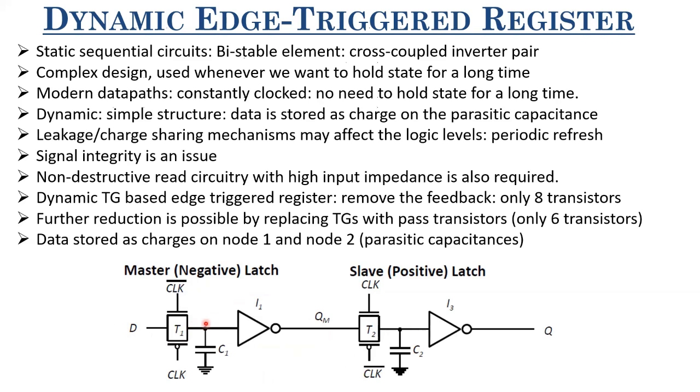considering or neglecting the leakages. Some amount will be lost to leakages, but let us just neglect leakages for the time being. So whatever value of QM, which was D bar here, gets passed over here and gets to Q. So it's also acting like a positive edge-triggered register. We can use it as a positive edge-triggered register.